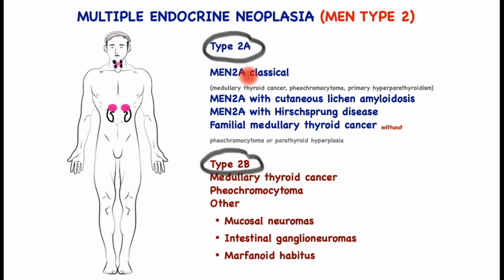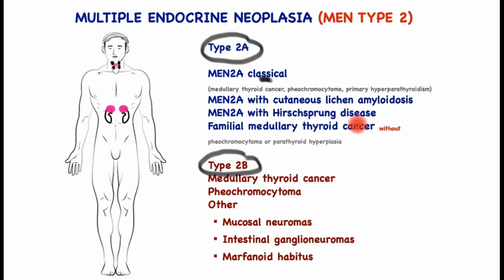MEN type 2A is further subdivided into the classical, which comprises medullary thyroid cancer, pheochromocytoma, and primary hyperparathyroidism. MEN2A can also present with cutaneous lichen amyloidosis, a skin condition, or with Hirschsprung's disease, which is a developmental condition associated with severe constipation due to problems in the neuronal network within the gastrointestinal tract.